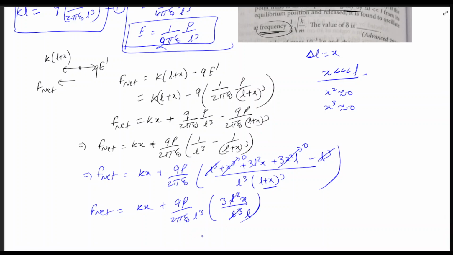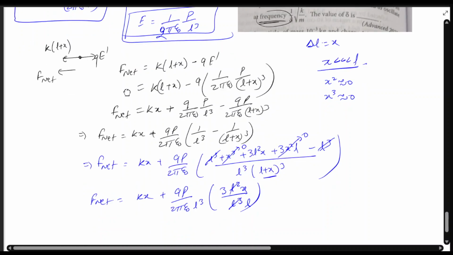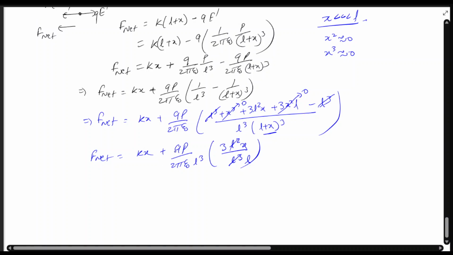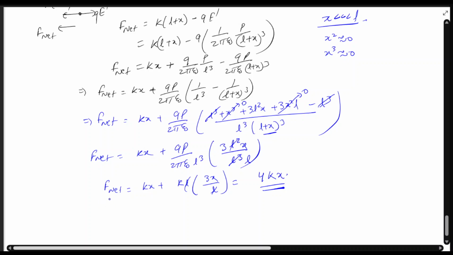So this will be L, and now look, this qp by 2 pi epsilon naught L cube we can write as KL. Again, let's replace it by KL. So kx plus KL into 3x divided by L. So L will get cancelled, and we will be left with 4kx. Now, this is a condition for SHM.